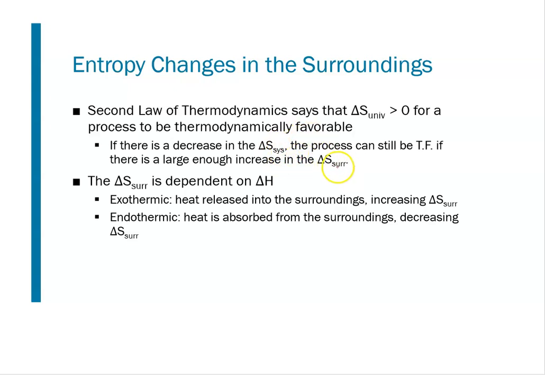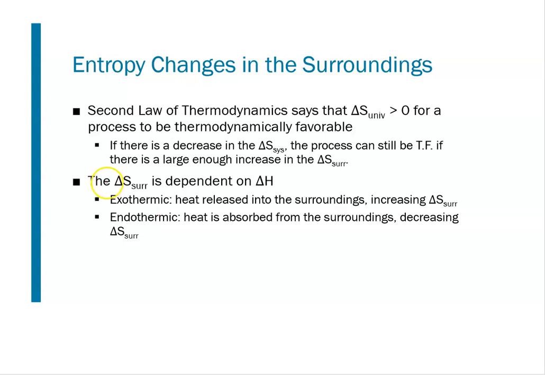So how do we calculate the delta S of the surroundings? So the surroundings is not undergoing any kind of reaction. It's just sort of there. So the surroundings is just sort of the particles that are around our reaction. So the only thing that can change the movement of those particles is going to be temperature, heat, right? So if heat is released into the surroundings, then the surroundings become hotter and the delta S of the surroundings increases. If the heat is absorbed from the surroundings, then the surroundings gets colder and it becomes more ordered and the delta S of the surroundings decreases.